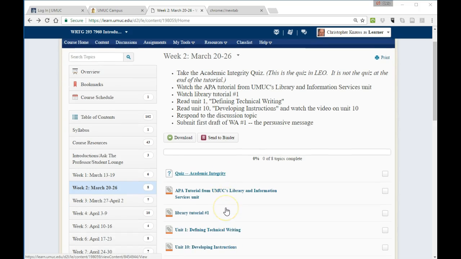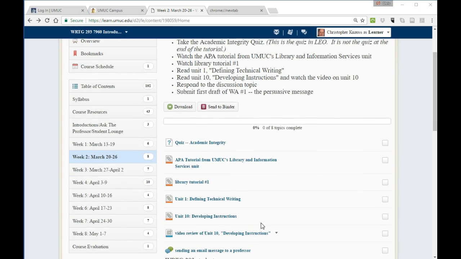We start off this week. There's an academic integrity quiz to do. There's also a couple tutorial videos to review and to look over. We have two chapters. The first one defines what technical writing and professional writing is all about, and then there's also a chapter on developing instructions.